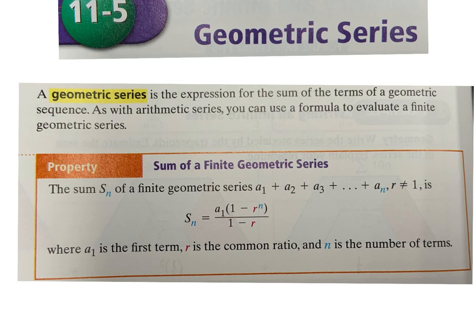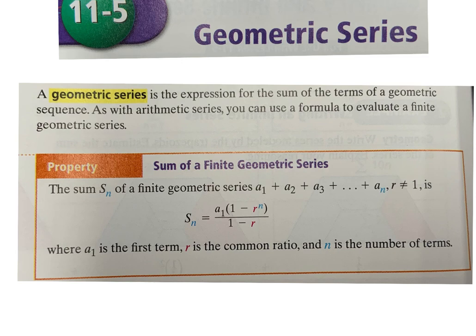There is a sum of a finite geometric series formula here. Finite meaning, we talked about this yesterday, there is an end to it. Infinite means it goes on and on with a little dot, dot, dot, which is called an ellipsis. So the sum of a finite geometric series is displayed like this: a sub 1 times 1 minus r to the n over 1 minus r.